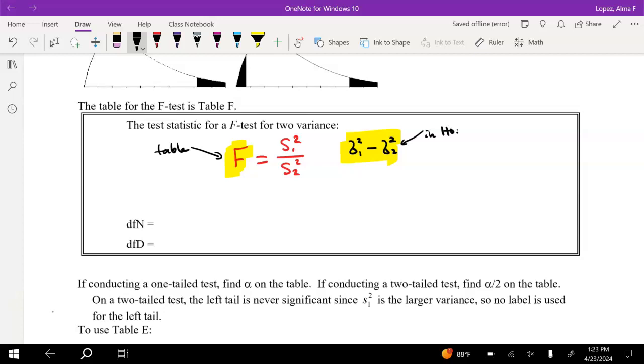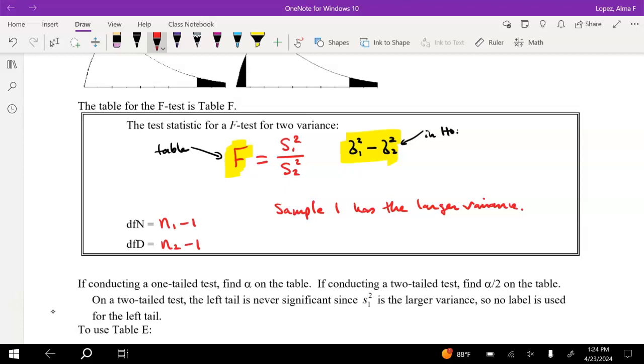Now, since we have a new table, this new table has 2 degrees of freedom. The first sample, the one with the larger variance, will be N1 minus 1, the first degrees of freedom, and the second degree of freedom for the denominator will be N sub 2 minus 1. Don't forget, sample 1 has the larger variance, and that's how you pick which sample is sample 1. You'll see that in our example.